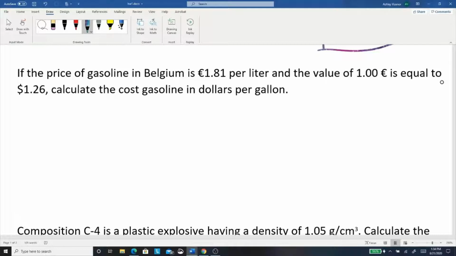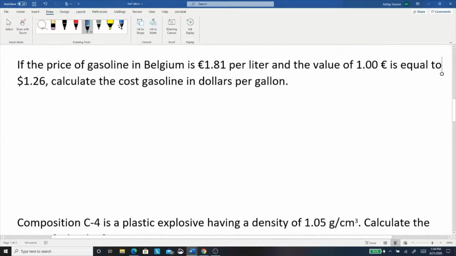Okay. So the next one, I picked this one. I didn't really get many questions on it, but I thought it was a good one because we're converting multiple things at the same time. So we're going to look at this. We're told the price of gasoline in Belgium is €1.81 per liter, and we're told that €1 is the same as $1.26, and we want to take this to cost of dollars per gallon.